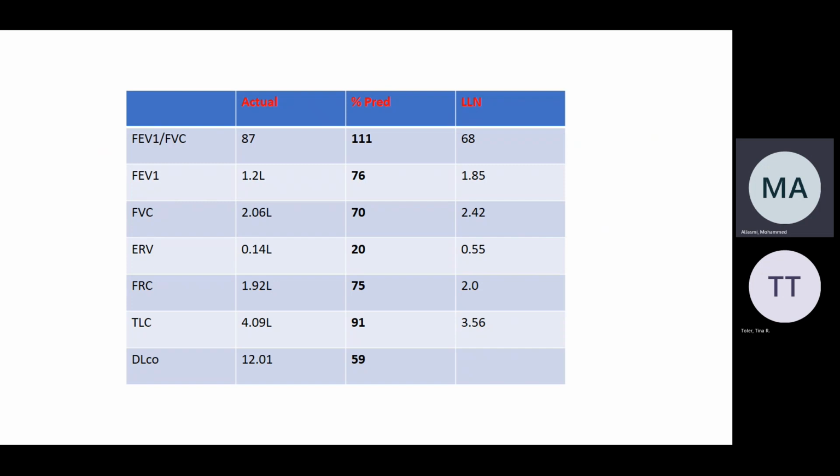And what else? Look at, we don't pay attention to it because it's not important most of the time, but the ERV is low, right? 20% of predicted. Your FRC is slightly low as well, right? And your DLCO is low. So some non-specific pattern of reduced FVC and FEV1, but there is no clear obstruction or restriction, and there is some moderate diffusion impairment, right? At least from what I can tell, ERV is significantly reduced out of proportion to the rest of the lung volumes.